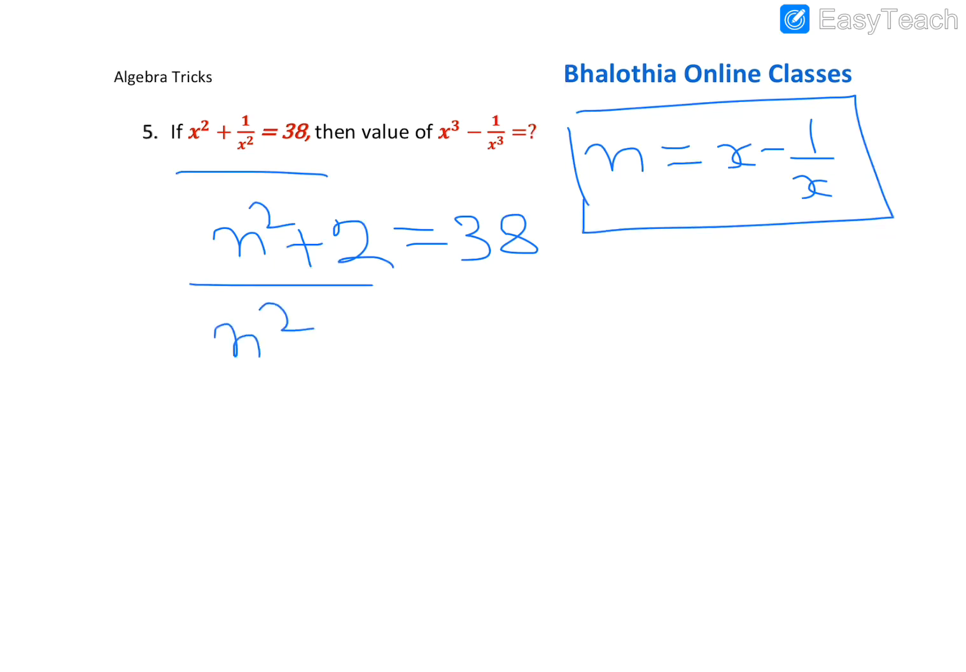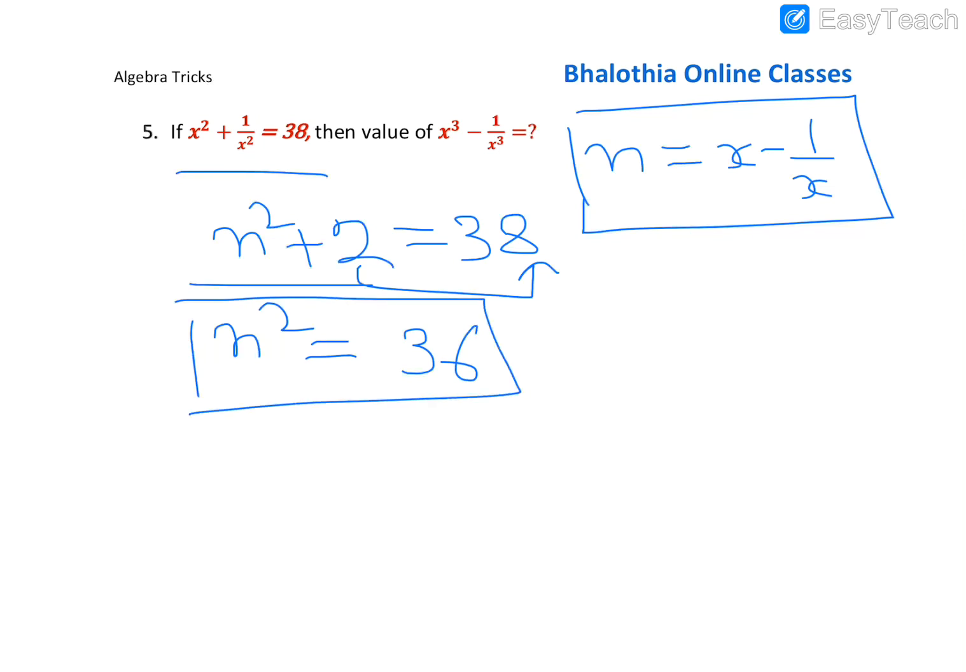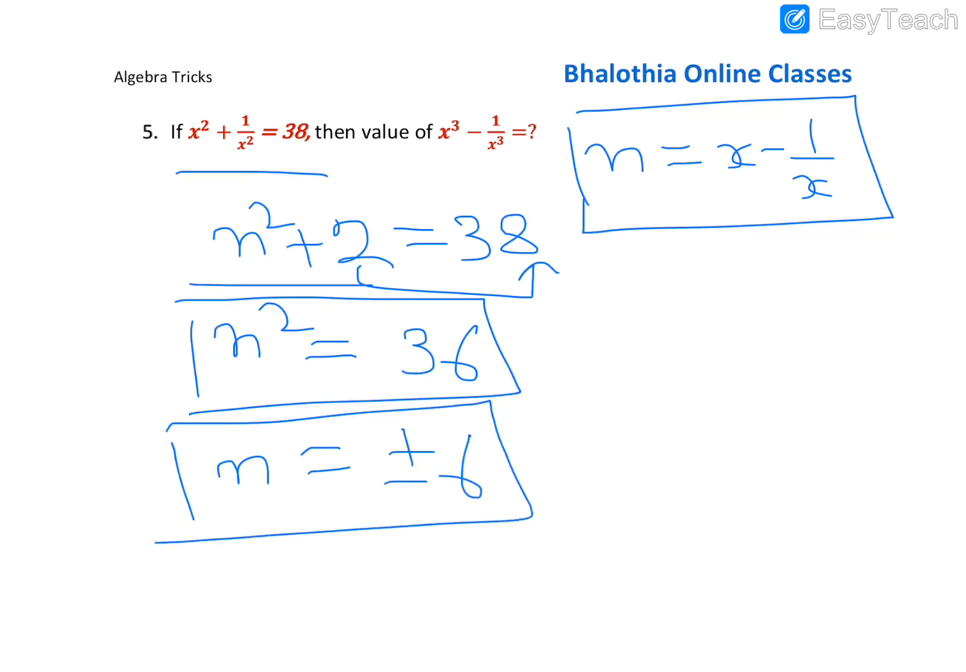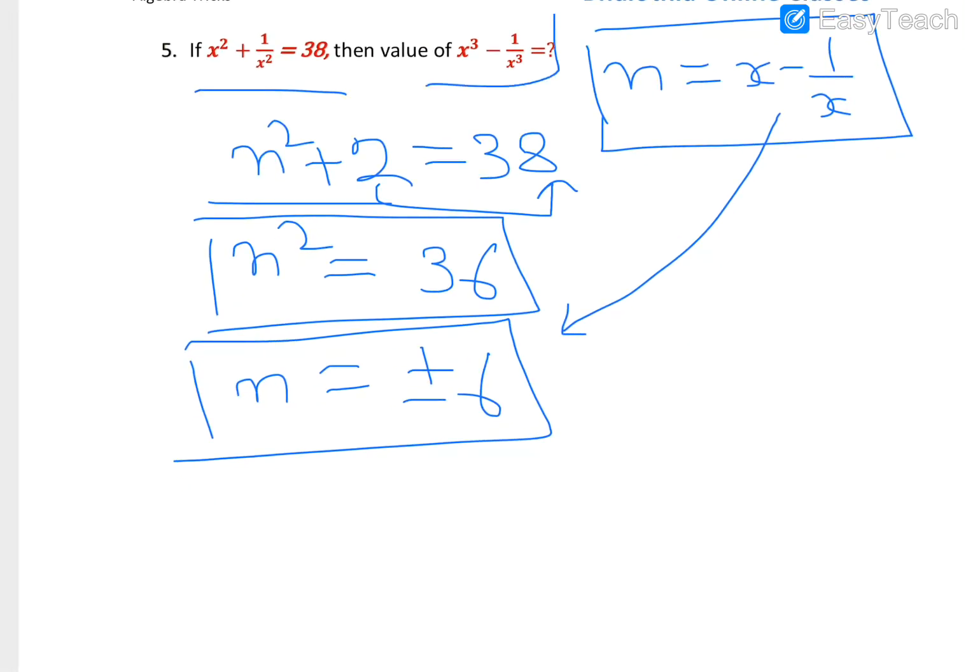And so what will be the n square? n square will become, if you take 2 on the right hand side, 36. Okay, so n square equal to 36, and n will become plus or minus 6, right? So our x minus 1 upon x value is plus 6 or minus 6. Now we have to find the value of x cube minus 1 upon x cube.